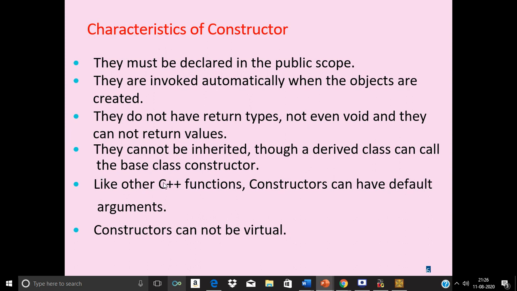And like other C++ functions, constructors can have default arguments. What is the use of these default arguments? Whenever we call a function without arguments, the default arguments will be assigned to the variables. Like that, even constructors can have default arguments.